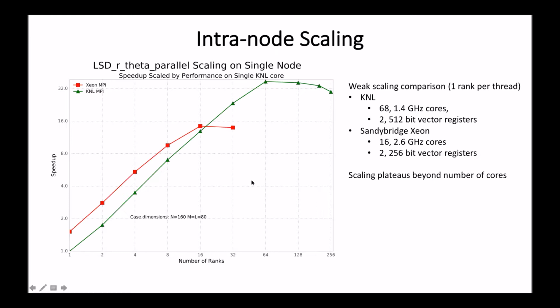As I mentioned, the scaling plateaus beyond the number of cores. So this is pure MPI, and so we have 1 rank per core up to the total number of available cores, and then beyond that, we're adding more than 1 MPI rank per core.